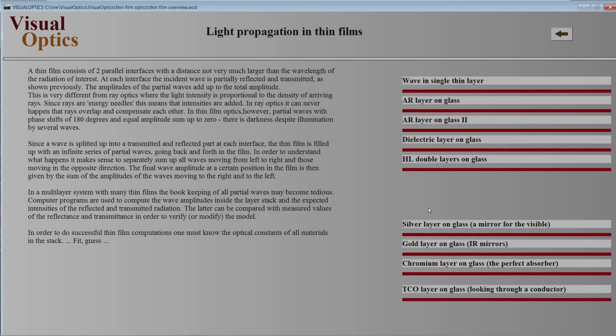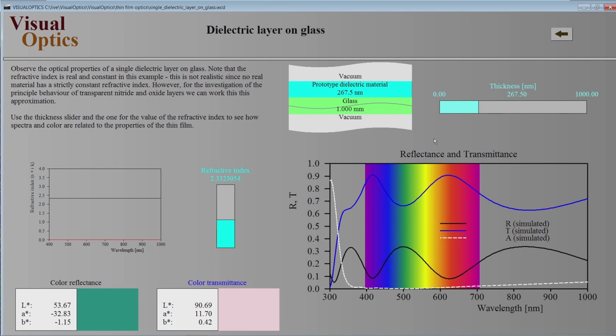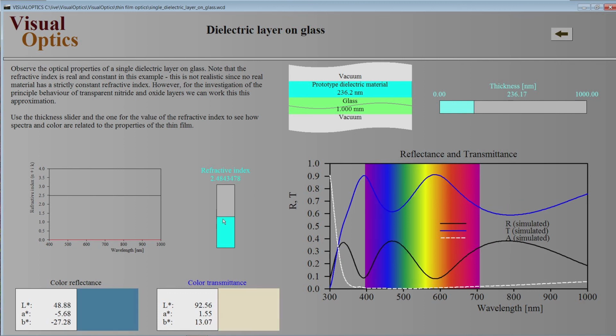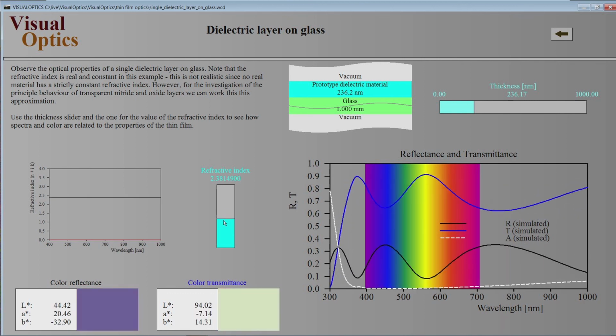Let's take a general discussion of a dielectric layer on glass. And what I will show you here is from 300 to 1000 nanometers covering the visible range. I will show you the transmission in blue, the reflectance in black, and the absorption of the total system in white, the dashed white line. And I can tune the thickness of this prototype dielectric layer, and I can tune the refractive index value here. And I would like to discuss a few effects.